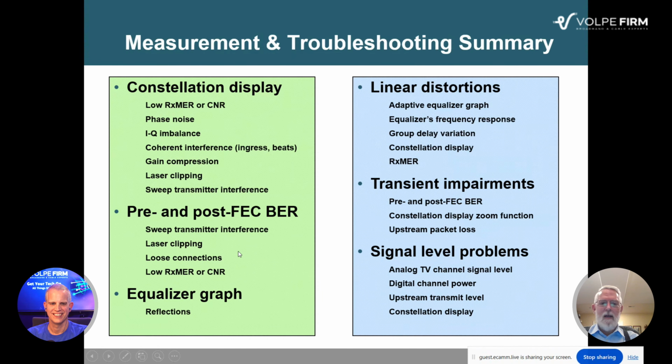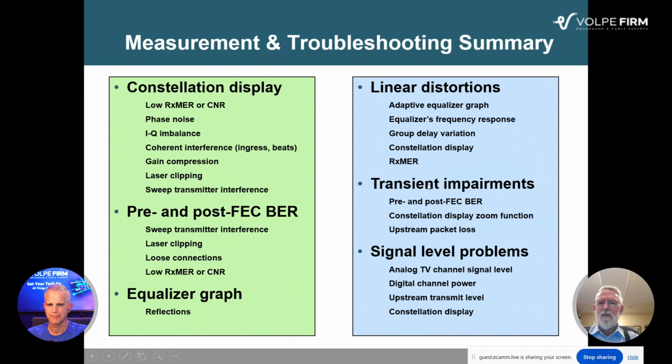Pre and post-FEC bit errors. Well, sweep transmitter interference, laser clipping, loose connections, low RX-MER, maybe low CNR, possibly degraded distortion performance at an amplifier. Equalizer graph lets you see reflections. And then linear distortions, that's our reflections and amplitude ripple and tilt, and group delay variation. That stuff will show up on the adaptive equalizer graph, the equalizer's frequency response, and of course a reported group delay variation if your meter supports it. The Constellation display and the RX-MER, very valuable.